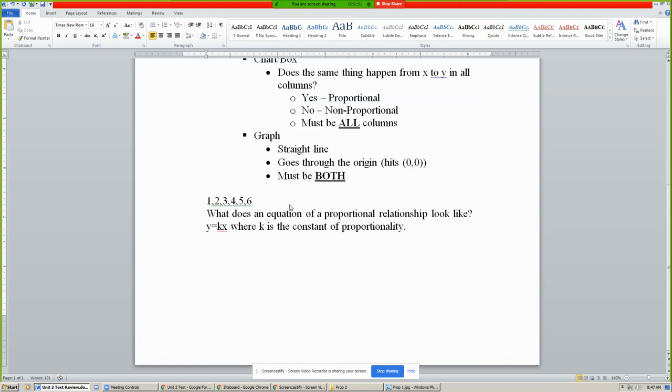The example I would give is if I had y equals 50x, the constant of proportionality is 50.